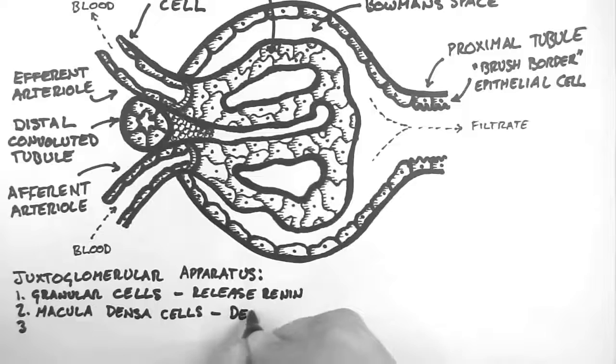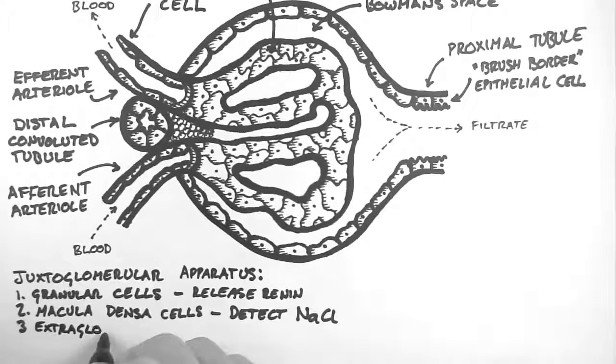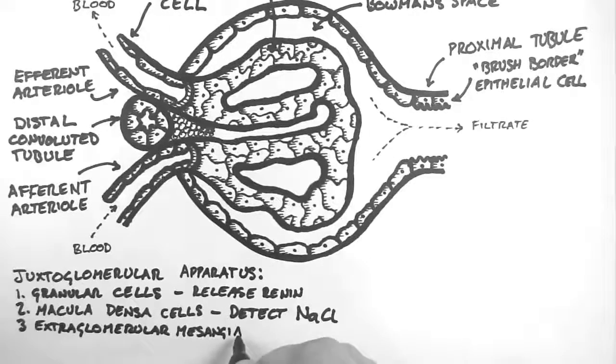This is a cell that detects how much sodium chloride is passing through the distal convoluted tubule and sends a signal to the granular cells to release renin. There are also these extraglomerular mesangial cells, but the function of these is contentious.